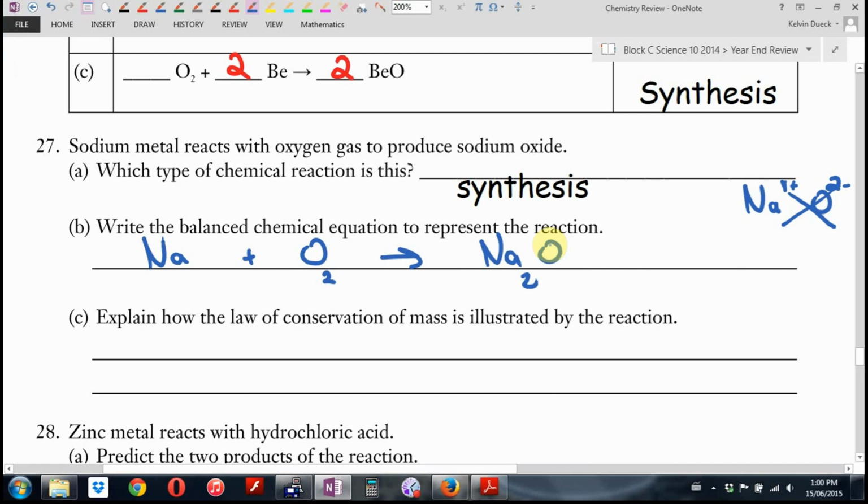Okay, let's balance. How many sodiums do I have here? How many do I have here? So first thing I might start doing is that. How many oxygens do I have here? How many do I have here? Oh! What did that just change? How many sodiums?